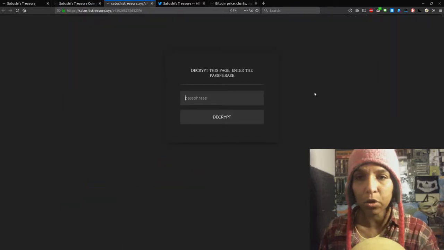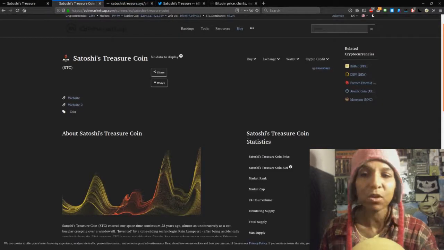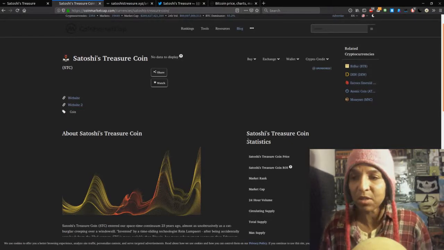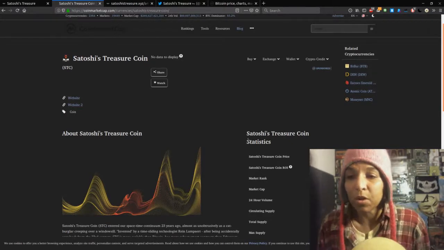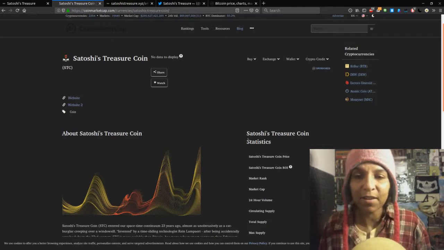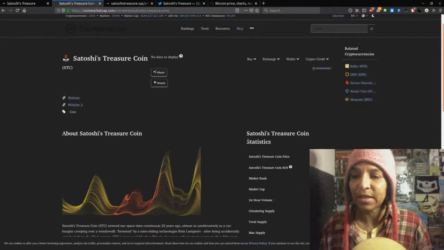and yeah, there's a Satoshi's treasure coin, if you will, whether it's an actual something in existence on the blockchain or something that they're going to be dispersing. It's there, it's here. But yeah, so that is our clue. We have to figure out something about the Satoshi treasure coin and be able to decrypt the page.